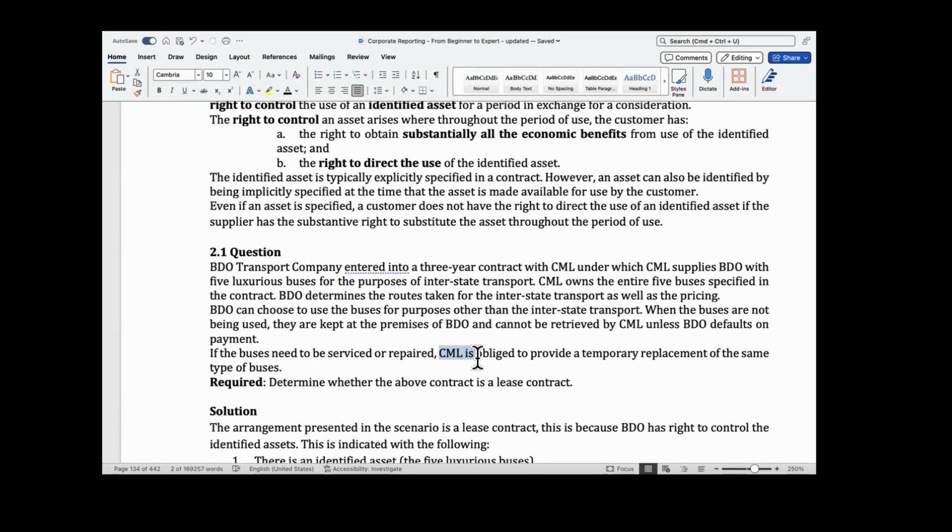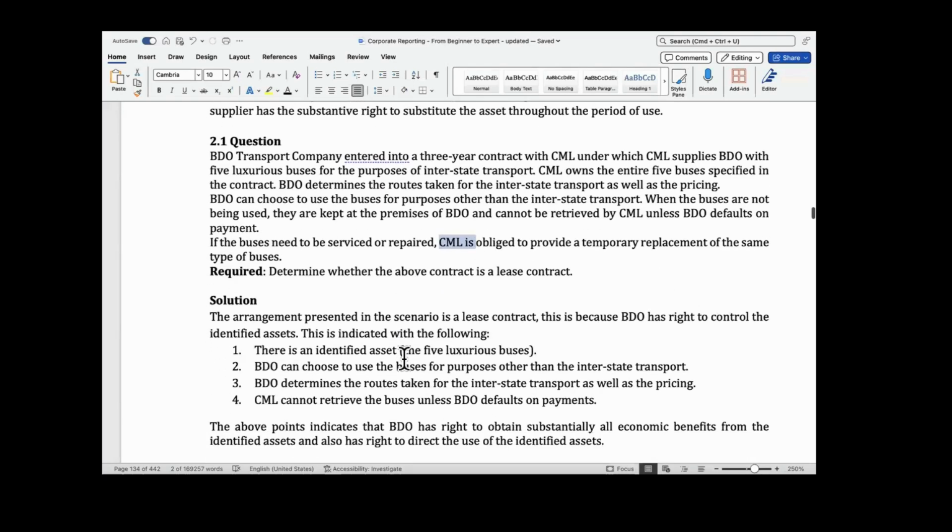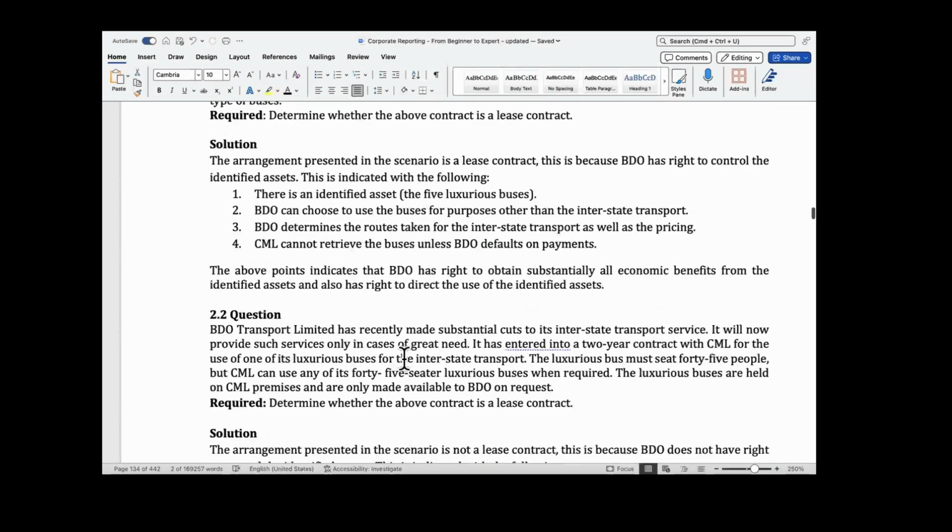Because I told you that there must be an identified asset. But when there is need for servicing and all of that, so BDO needs something to still function, to still work with. So that makes sense for there to be a temporary replacement at that point in time. Okay, so that's what I mean by right of control.